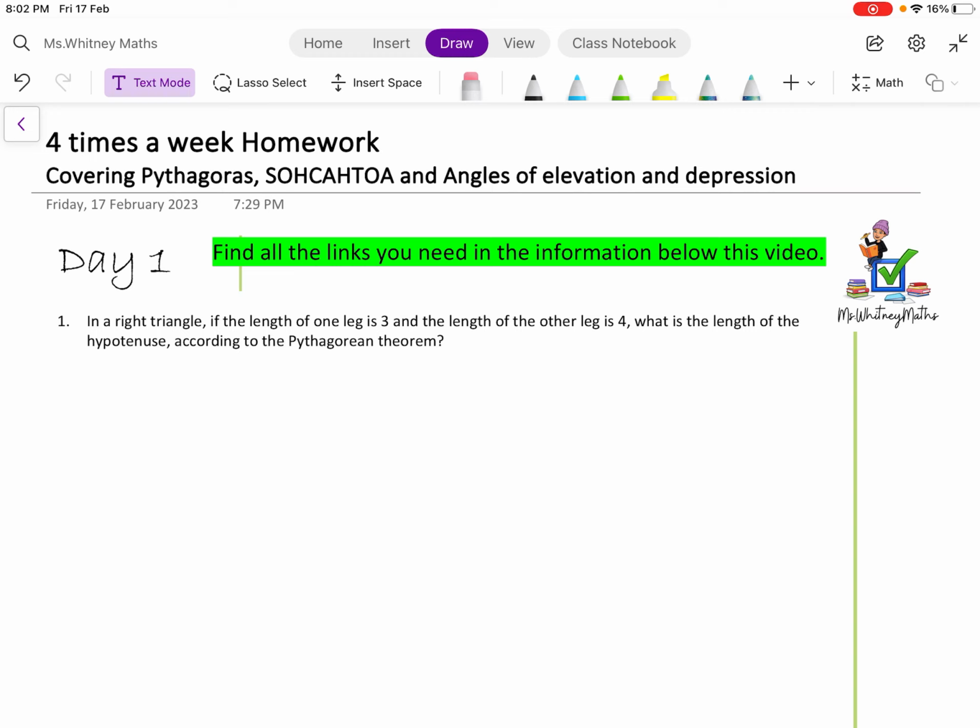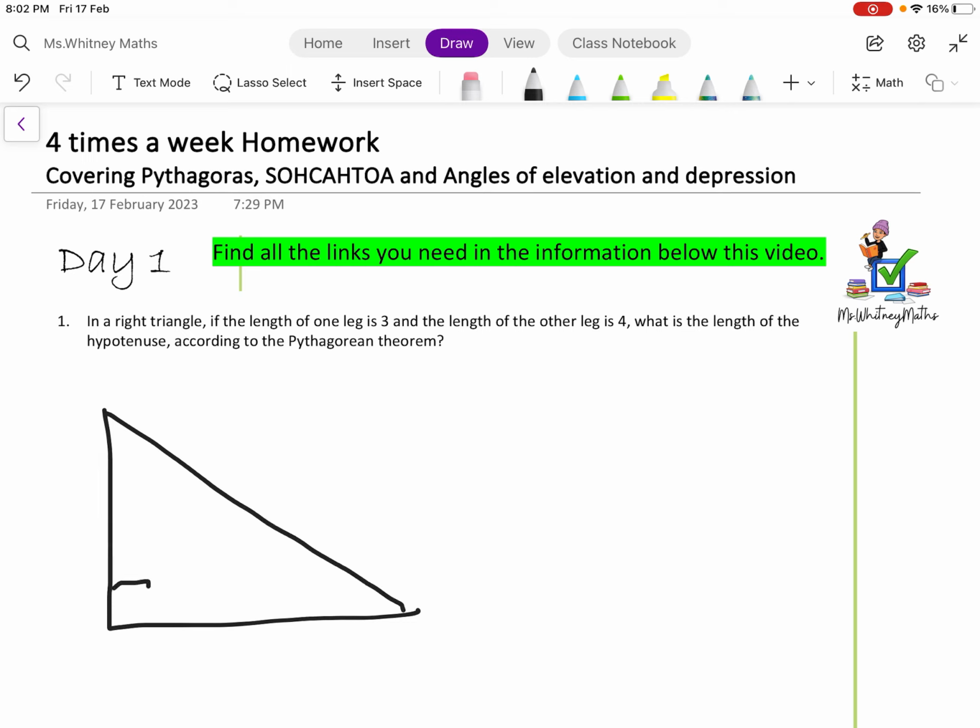So, firstly, we want to draw this out. So we know we have a right angle triangle because it tells us to use Pythagoras. It then is asking for the hypotenuse. The other 2 legs, it doesn't matter which way around we have them, here.